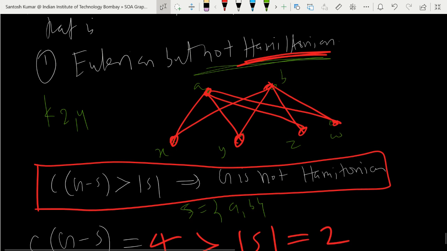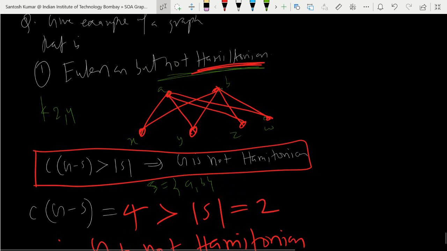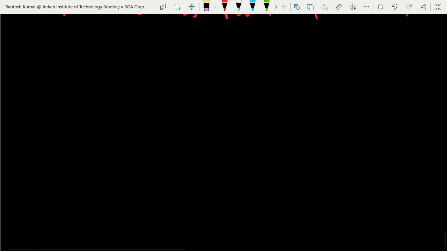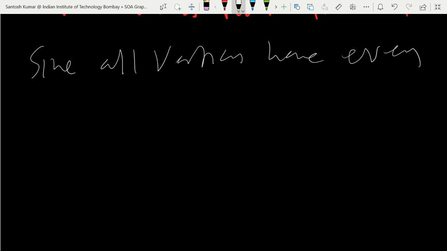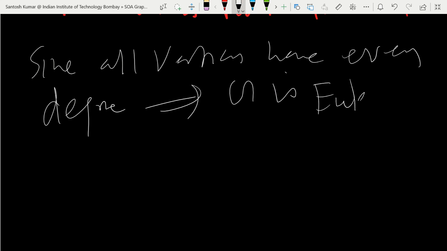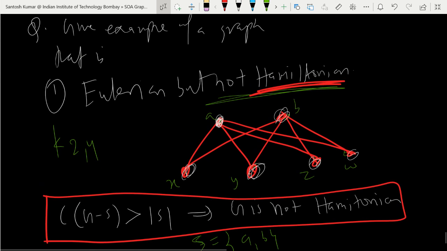Yeah. So how will you prove Eulerian? What is the sufficient condition for Eulerian? All the vertices of even degree. Correct. So you see, degree of A is 4, B is 4, X is 2, Y is 2, Z is 2, W is 2. So since all vertices have even degree, this implies your graph G is Eulerian. Okay. So K2,4 is an example of a graph that is Eulerian but not Hamiltonian.